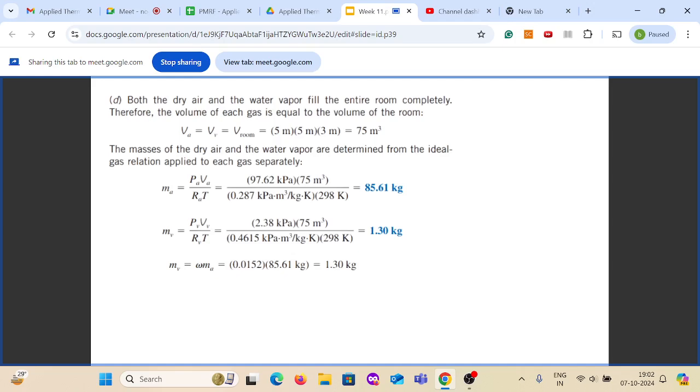Substituting that, we will get mass of air is 85.61 kg, and mass of water vapor is partial pressure of water vapor into the volume divided by gas constant for water vapor into T. So substituting that here, we will get 1.30 kg. So the mass of water vapor is omega times mass of air. We can find it the other way around here also, so it will give you the same value of 1.30 kg.